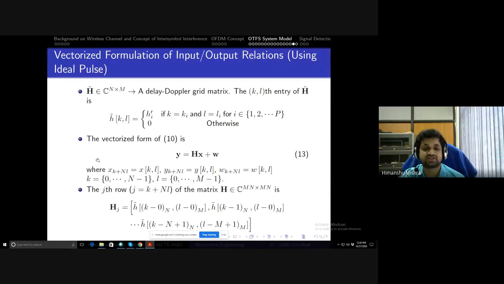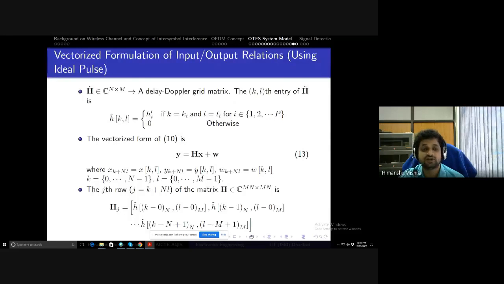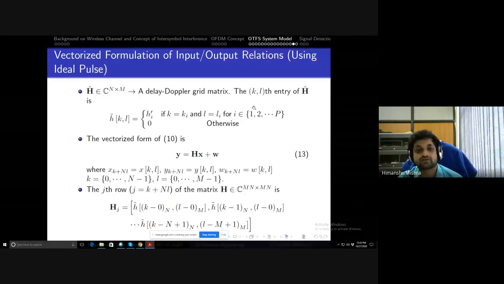That means in the delay Doppler domain, this Y[k,l] is the symbol by symbol relationship. For signal processing or mathematical processing, such as detection and estimation, everybody would like to represent the signal in vectorized format. What do you mean by vectorized format? This x is nothing but the vector form of the transmitted signals in the delay Doppler domain. Suppose you have M cross N symbols, x[k,l], where k varies from 0 to N minus 1, and l varies from 0 to M minus 1.